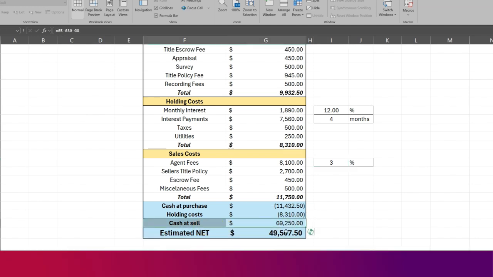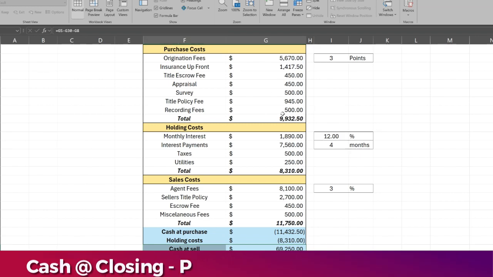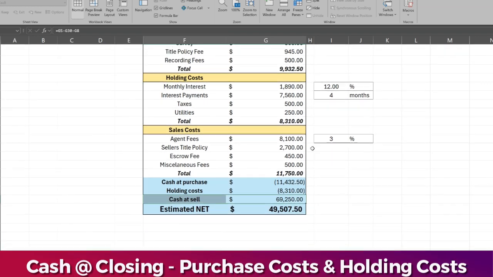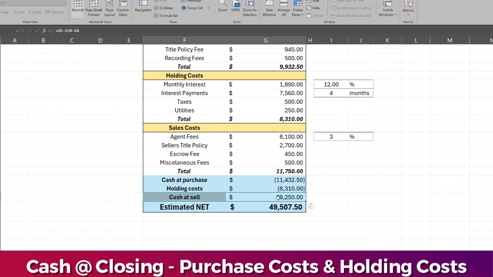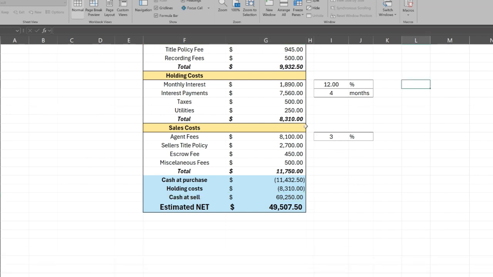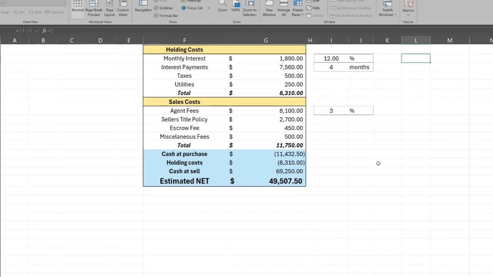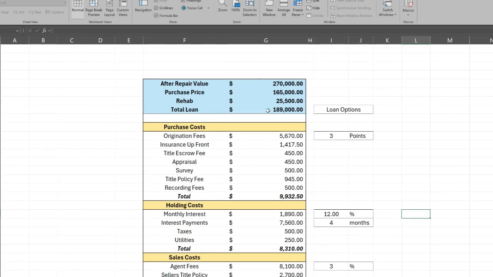Then I minus my purchase cost. So what I brought to the table. So 11,000. Right? And then I need to also deduct my holding cost. So the 4 months, the 8,000 here. So as you'll see, it's a pretty easy to use formula by just putting in your details here.